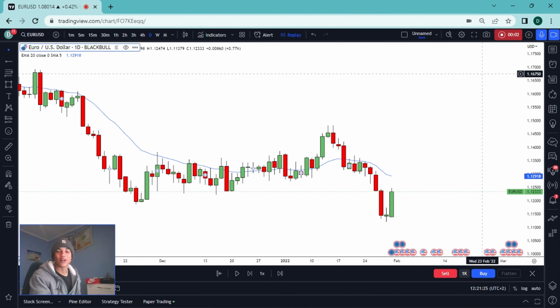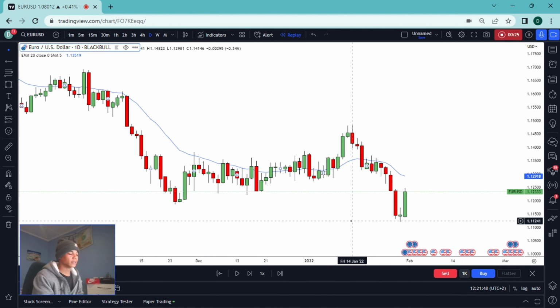Right guys, we are on the Euro USD. I want to show you an example of a double top on this pair as well, to show you that you can use this in different markets, different currency types. You guys can use it in stocks as well. So I just want to show you that you can use this in any type of market.